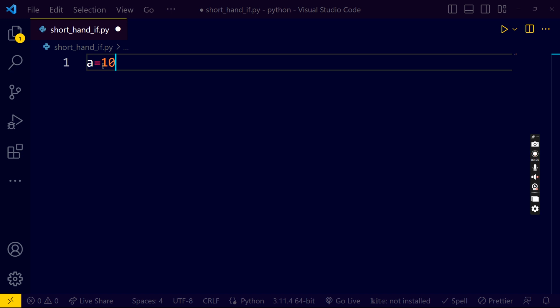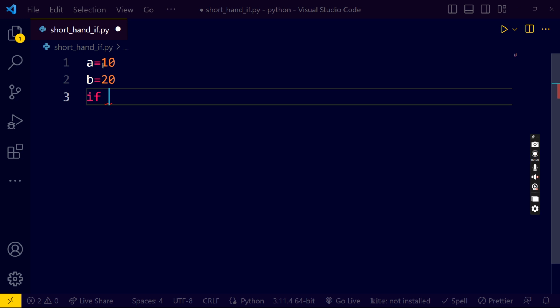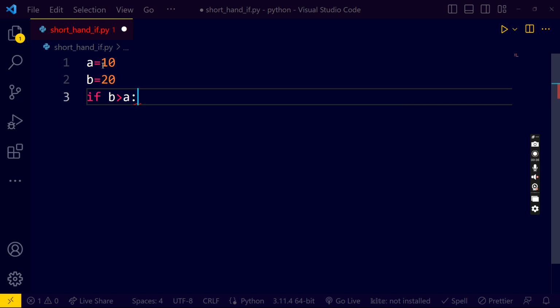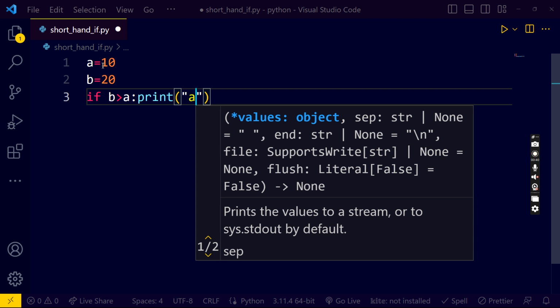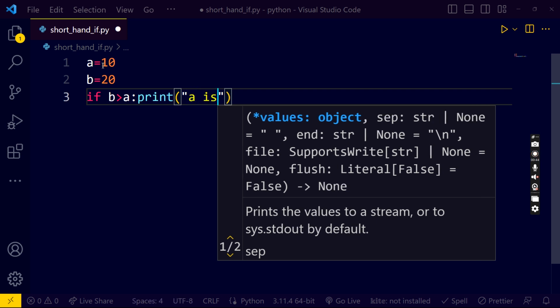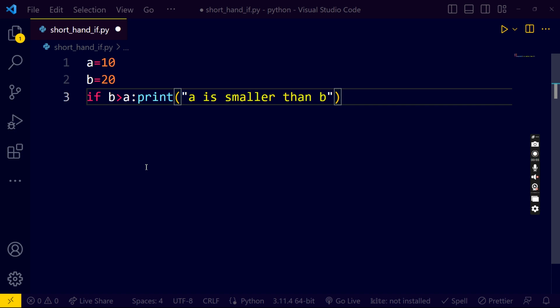If you have a equals 10, b equals 20, if b is greater than a, colon, print a is smaller than b. Okay, this is about the shorthand if statement.